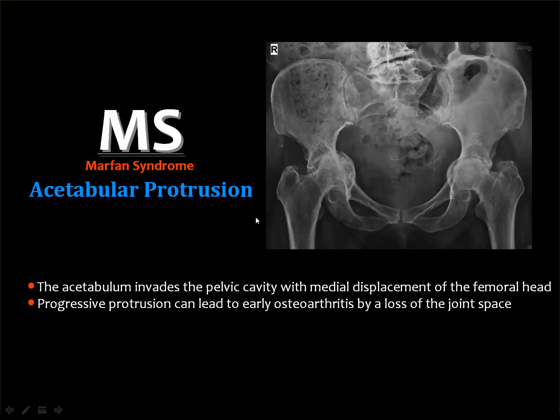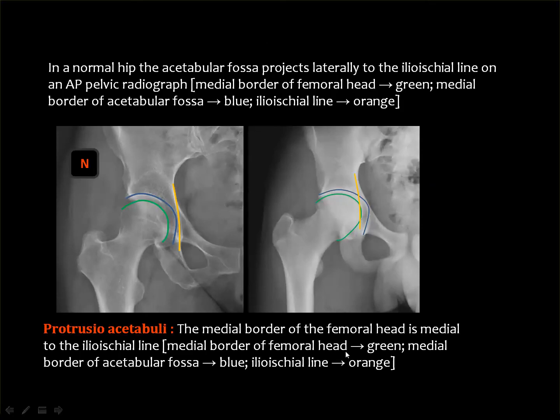Acetabulum protrusion or protrusio acetabuli is also one of the features of Marfan syndrome, where you got medial protrusion of the femoral head pushing the medial wall of the acetabulum inside the pelvic cavity. And usually, if you draw a line, this yellow line is known as the ilioischial line, the rim of the acetabulum in blue and the contour of the femoral head in green should be lateral to this line.